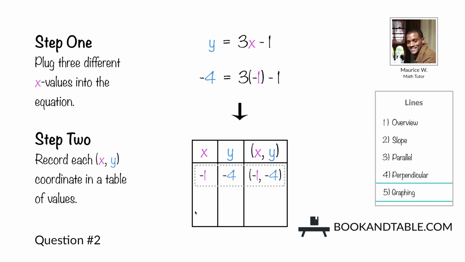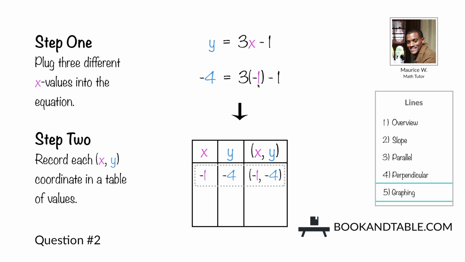Question number 2. You were given the equation y is equal to 3x minus 1. Step 1, plug 3 different x values into the equation. So again, I'll plug in negative 1, 0, and positive 1. And step 2, we'll record each xy coordinate in a table of values.